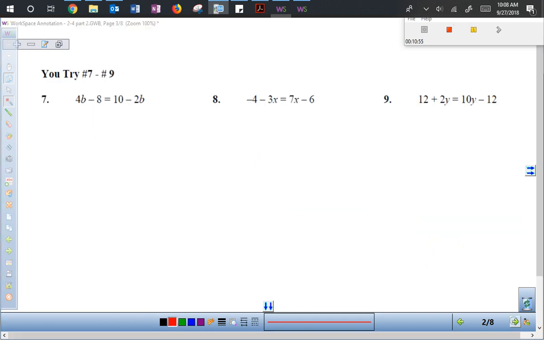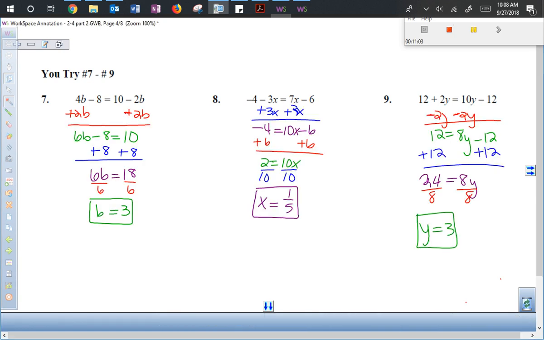All right, now what I'd like you to do is pause the video and do number 7, 8, and 9 on your own. All right, hopefully on number 7, you ended up with the result of b equals 3. Now, it doesn't matter if you chose to move the 4b over or if you chose to do the constants first. Your answer should always remain the same.